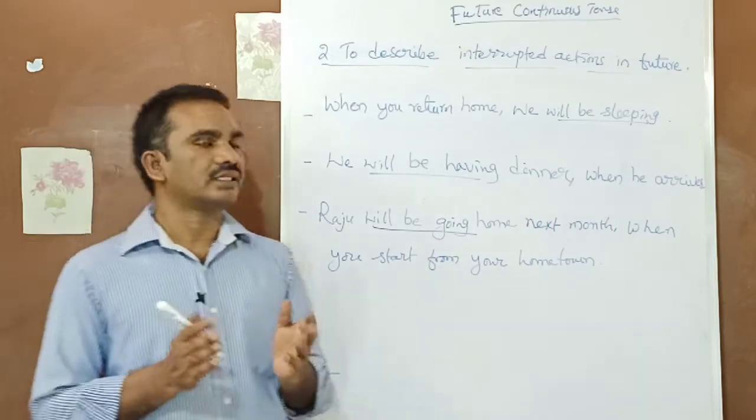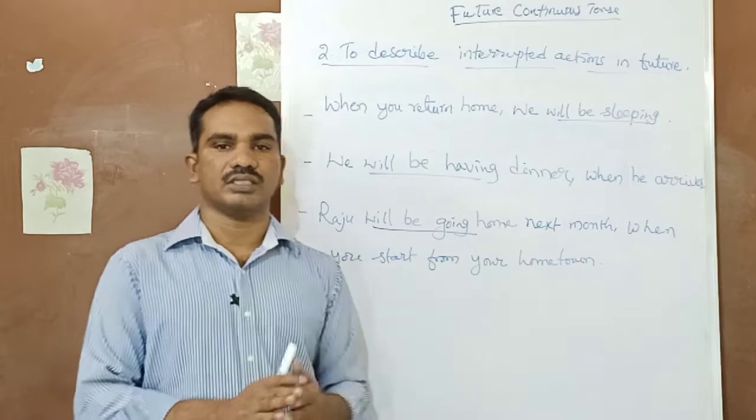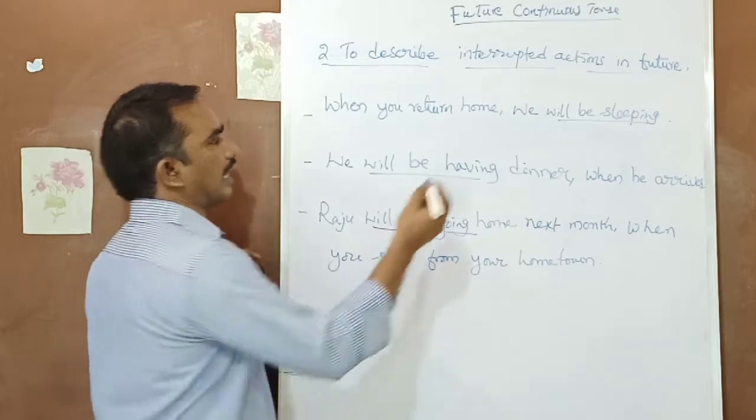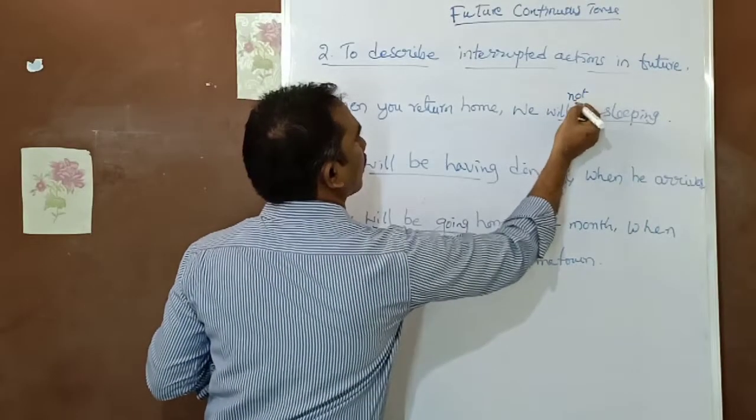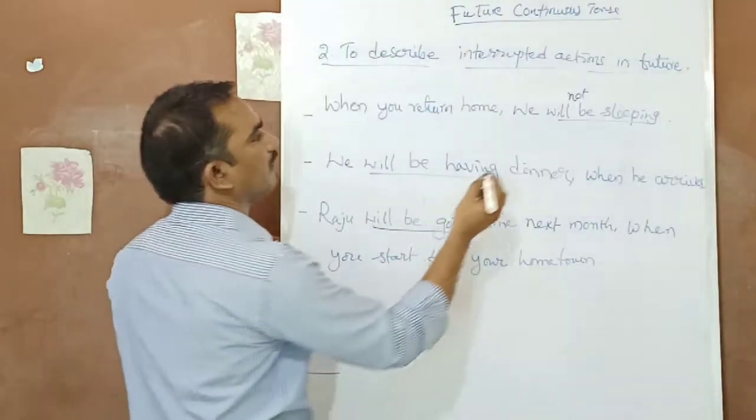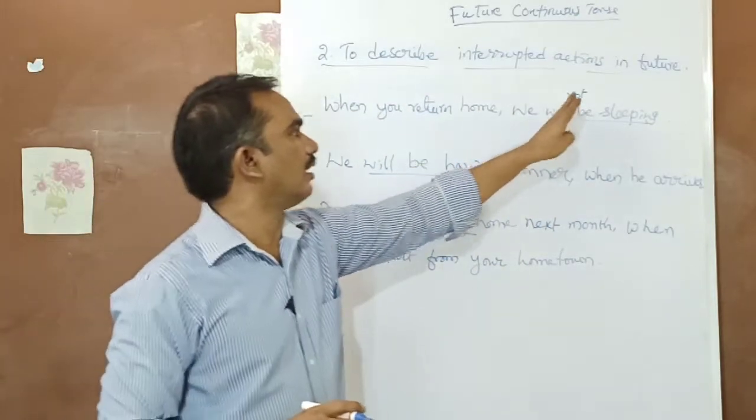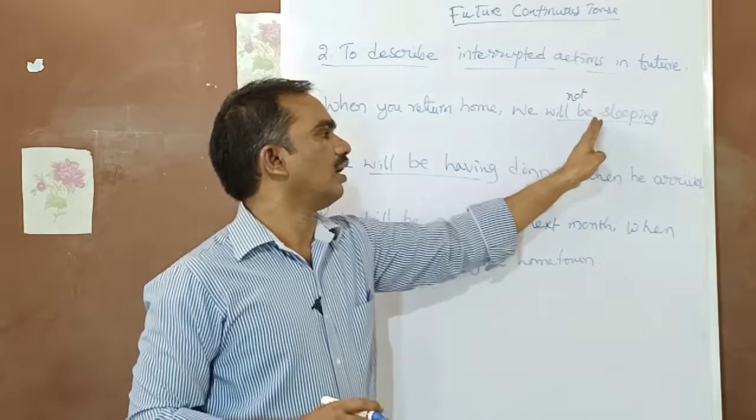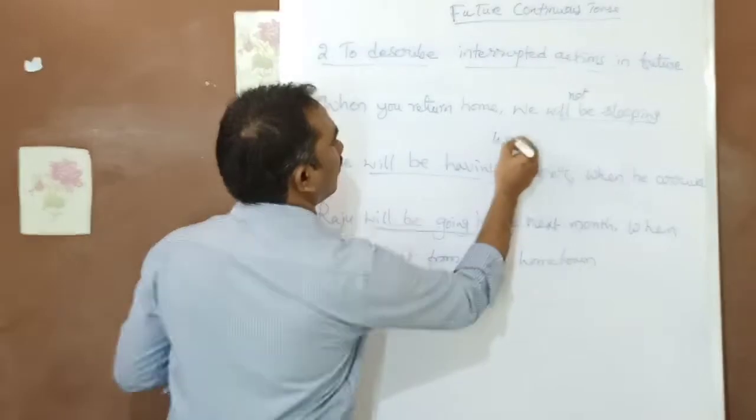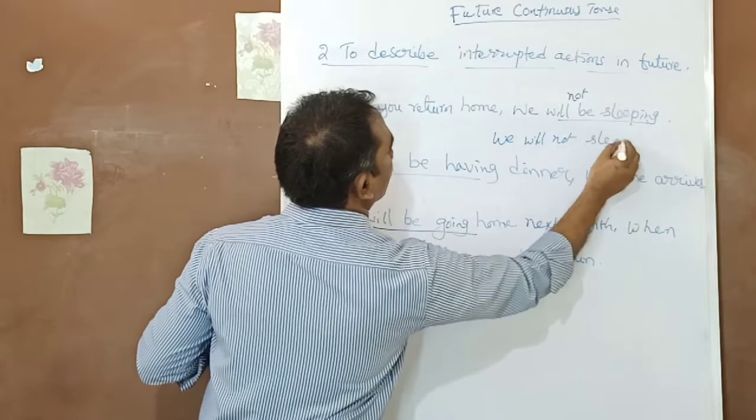Okay guys, let's look at how to change these sentences into negative sentences. They are very simple. You just add not here. For example, when you return home, we will not be sleeping. Will not be sleeping. Just add not between will and be. So that will become a negative sentence. So it will be like this: we will not be sleeping.